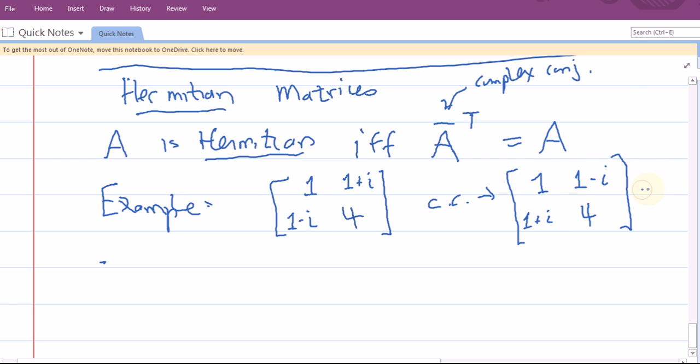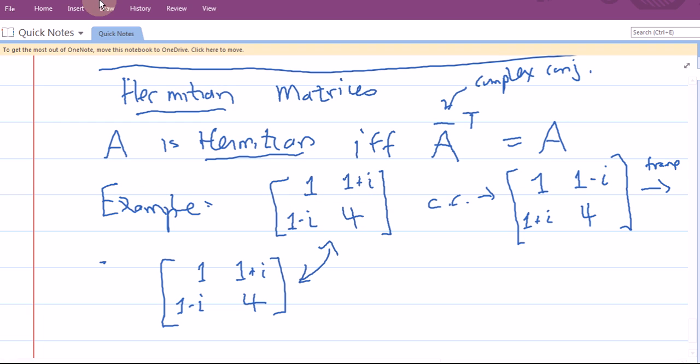Now, if I take the transpose, that means I flip these two entries here, and I'll get 1, 4, 1 plus i, 1 minus i, which is exactly the same as this here. Now notice the characteristics of this matrix. The diagonal is real. The off-diagonal entries, if you just look at the real parts, are symmetric across the diagonal. The imaginary parts you could call anti-symmetric. I have a plus i here and a minus i here.